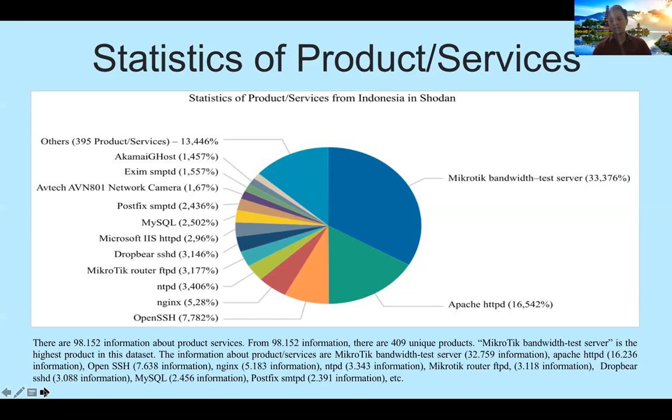The second highest is Apache HTTPD. It's about 16.5%. The third highest is OpenSSH. This is about 7.782%. And there are other product services from Indonesia.